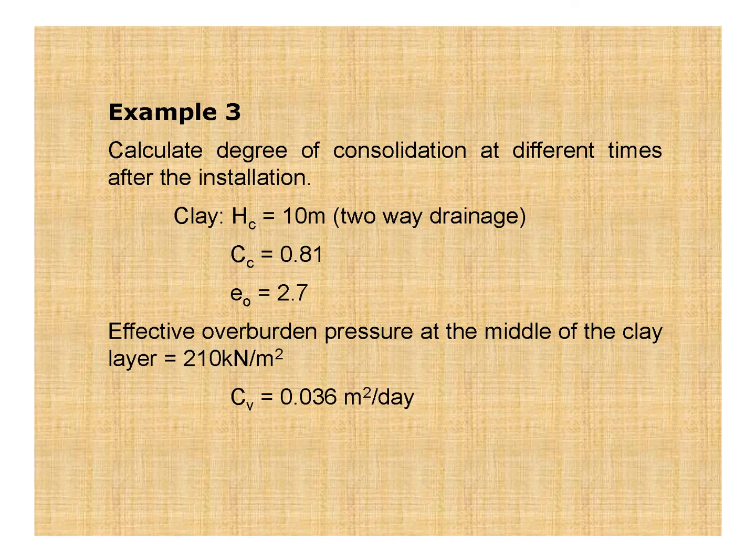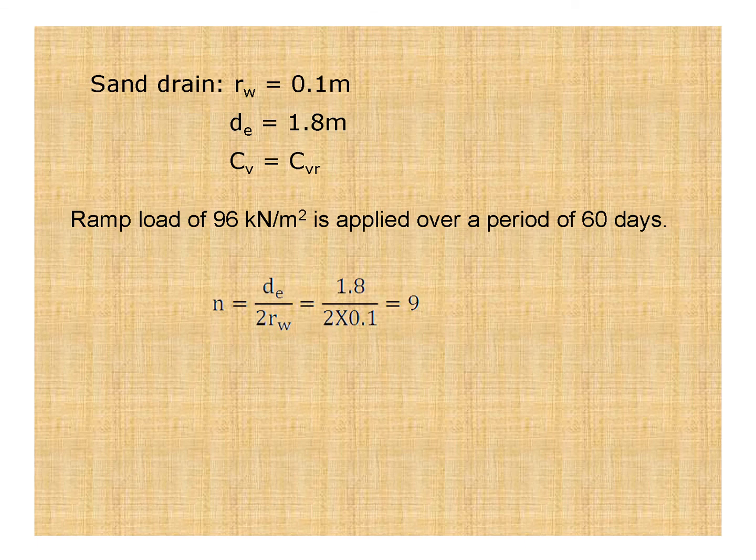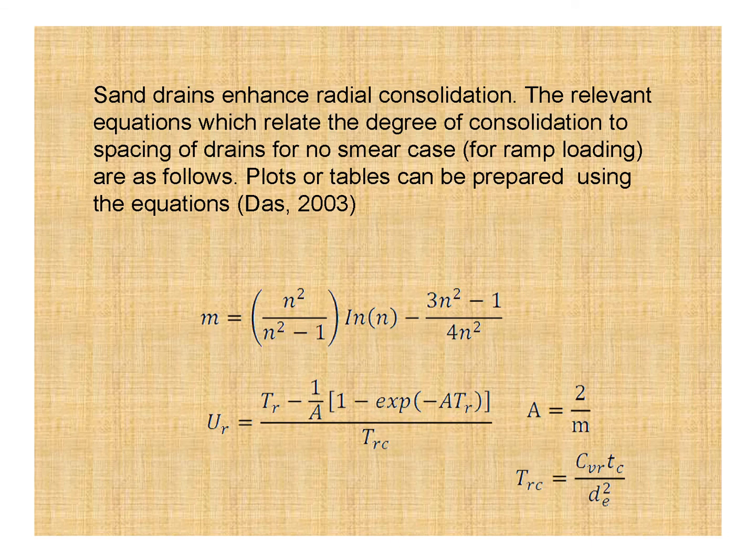Then you would find example 3: calculate degree of consolidation at different times after the installation. The information is given, and again you would find that in this question the ramp loading has been considered, and it has been applied over a period of 60 days. Look at that, 60 days period, that means 2 months. So you will have to go through this problem.